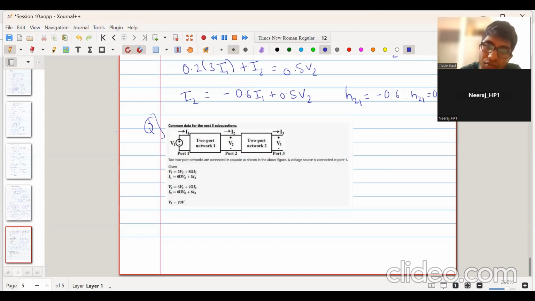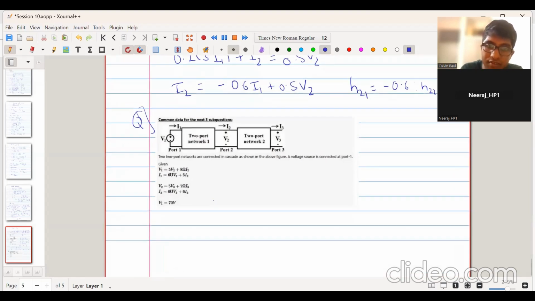If you notice, this is in terms of ABCD parameters. This also is in terms of ABCD parameters. Now you want to find the total relation between V1, I1 and V3, I3. So what we will do, wherever V2 and I2 are there, we will substitute these equations.